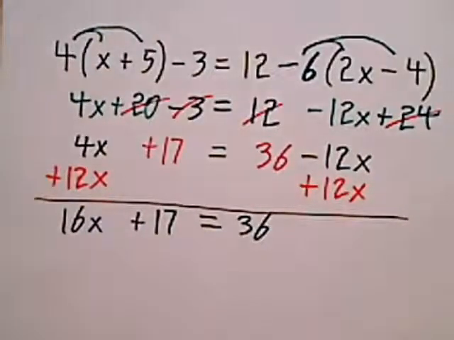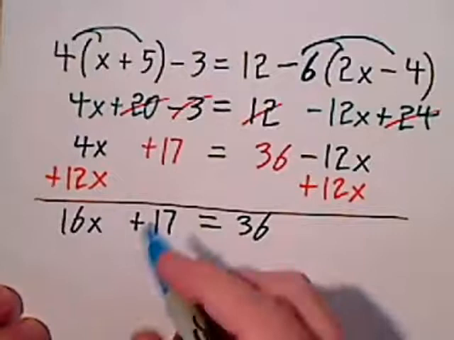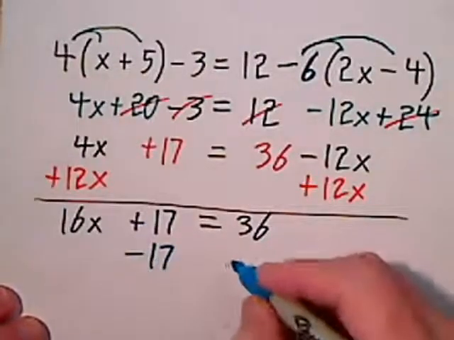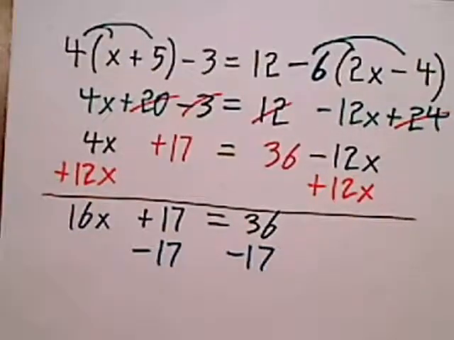36. You need to get rid of that 17. It's held by addition or subtraction. We use the opposite sign. Just draw a line, bring everything down.